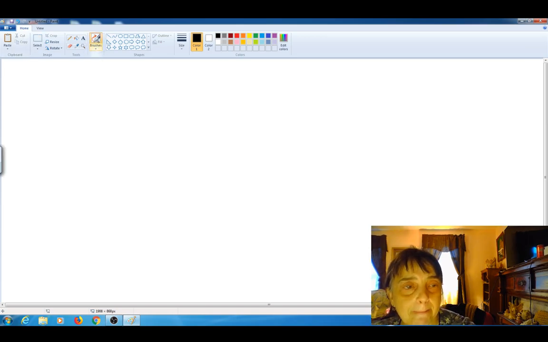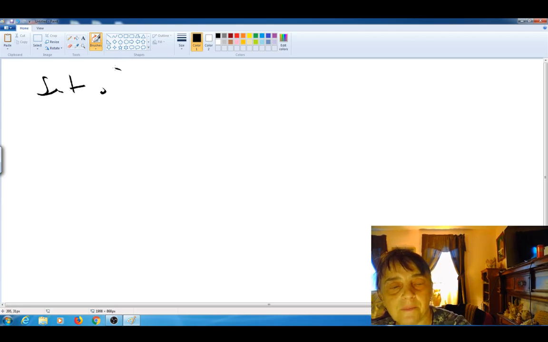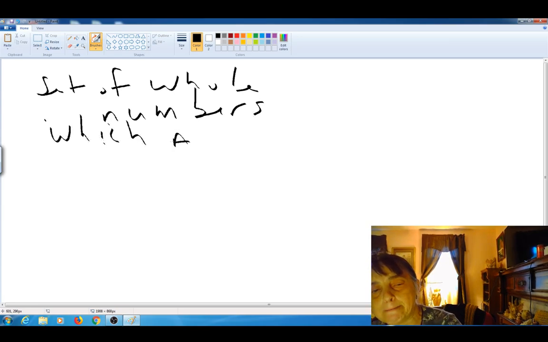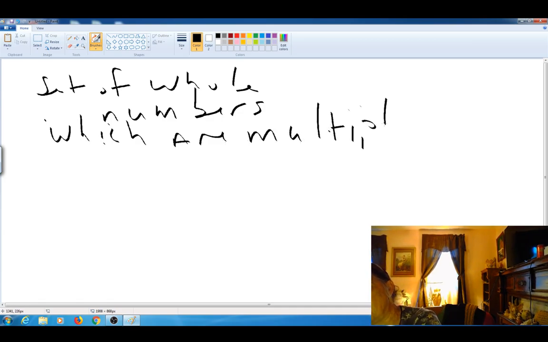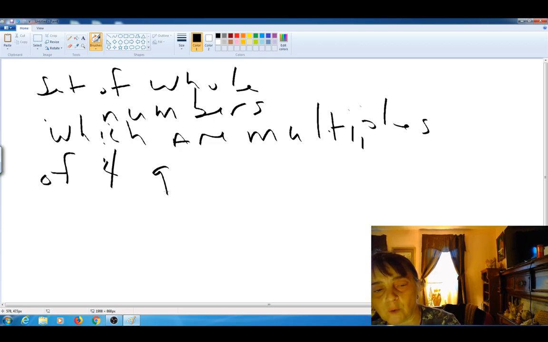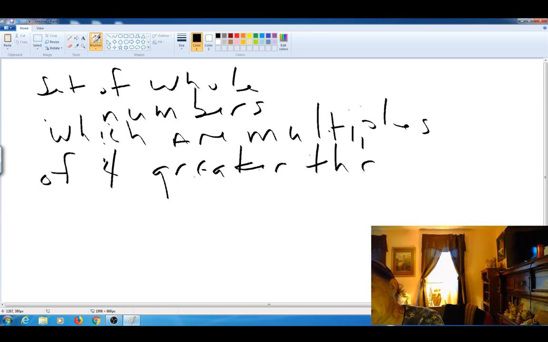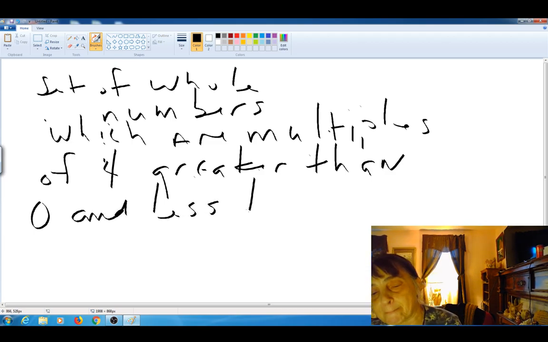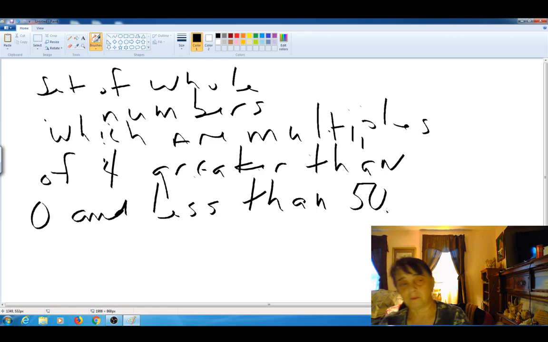Now what if we want to write the set of whole numbers which are multiples of 4 greater than 0 and less than 50? The set of whole numbers which are multiples of 4 greater than 0 and less than 50.